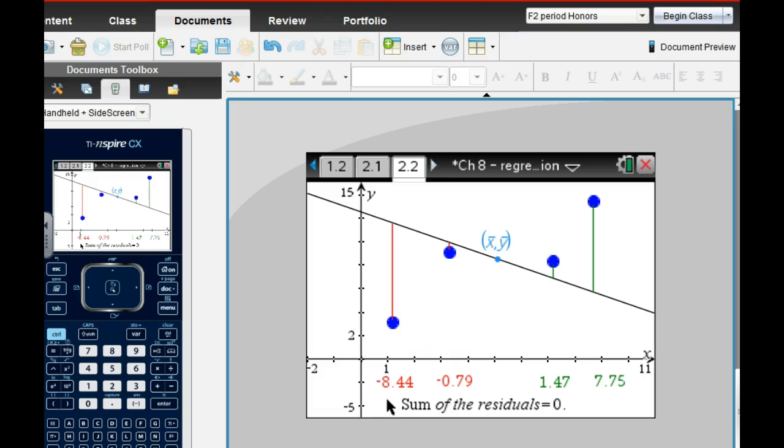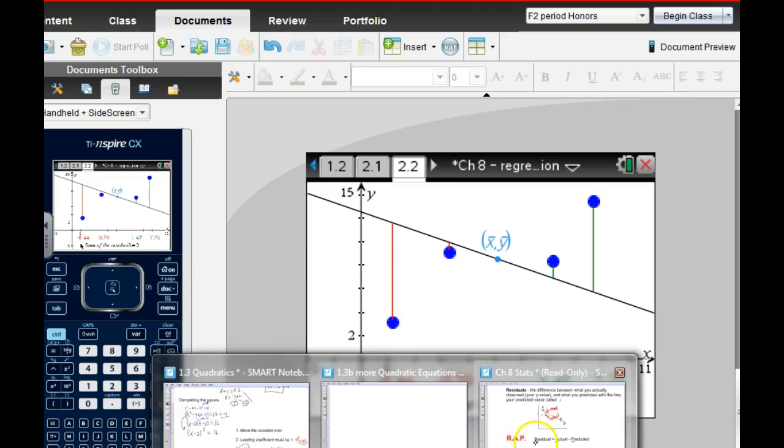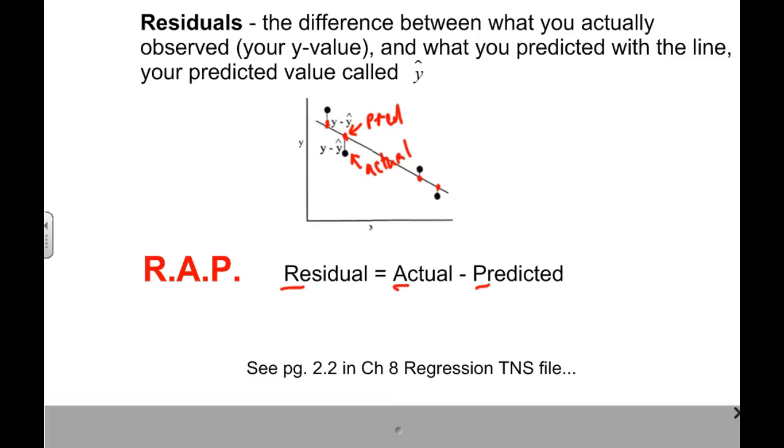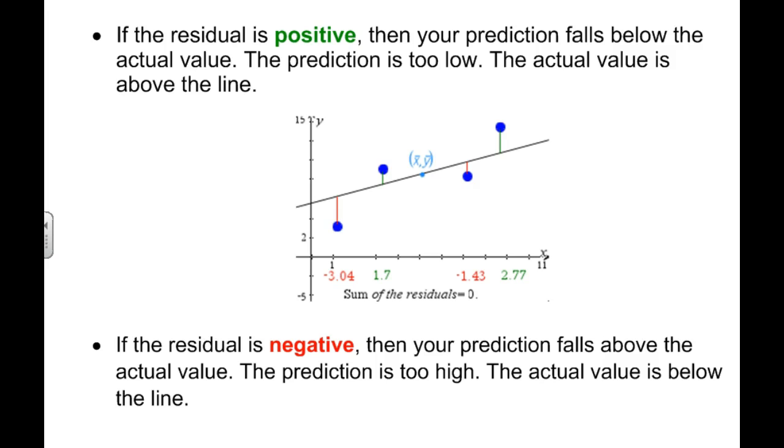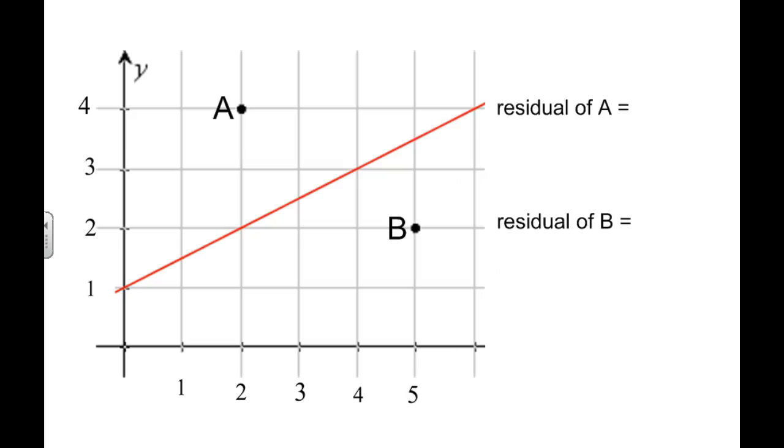That's just, it'll always go through that point. It's kind of a neat thing that happens there, the mean point there. If it's positive, your prediction falls too low, and the actual value is above the line. You can see these actual blue points are above the line, so you have a positive residual. Same thing here for negative residuals, but opposite.